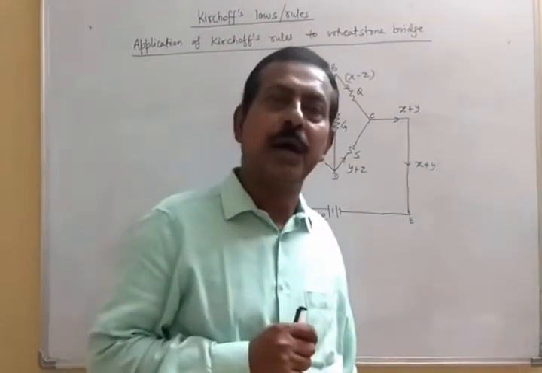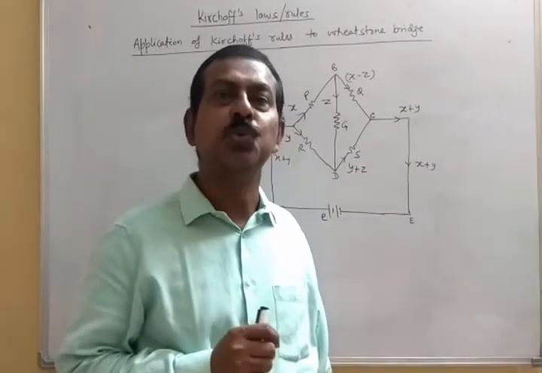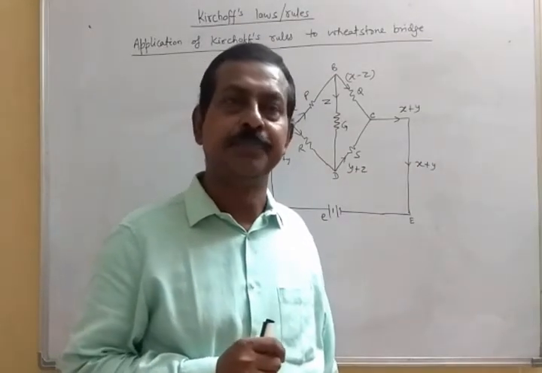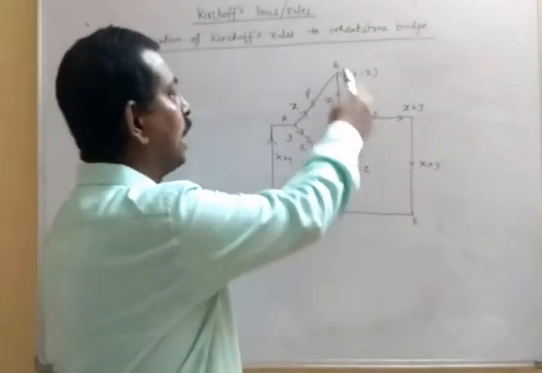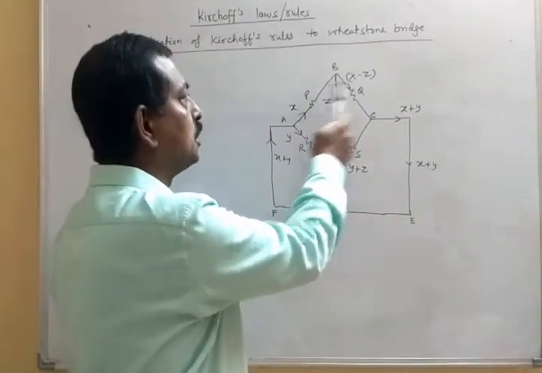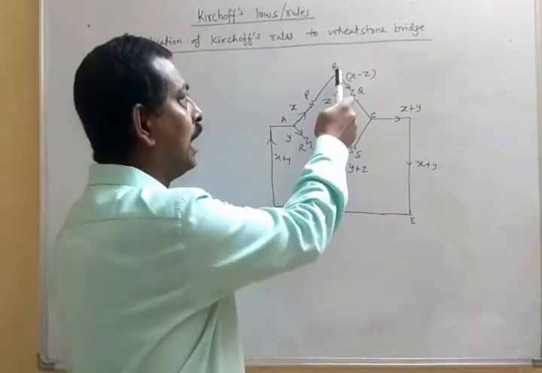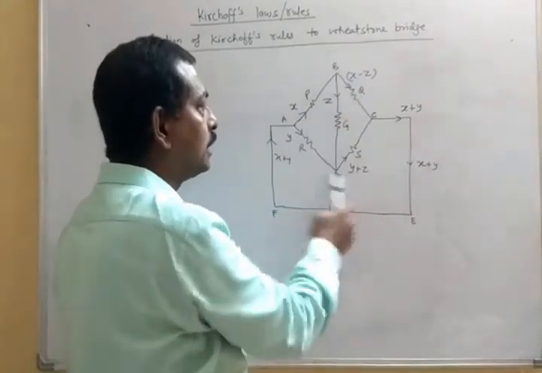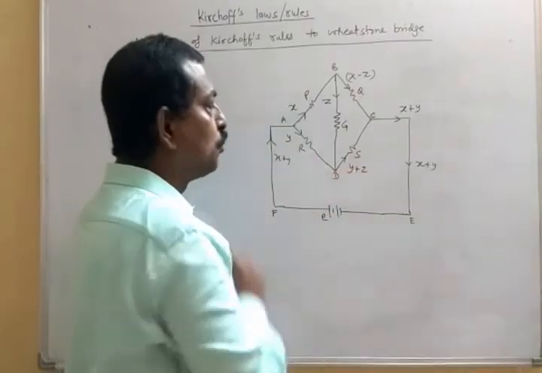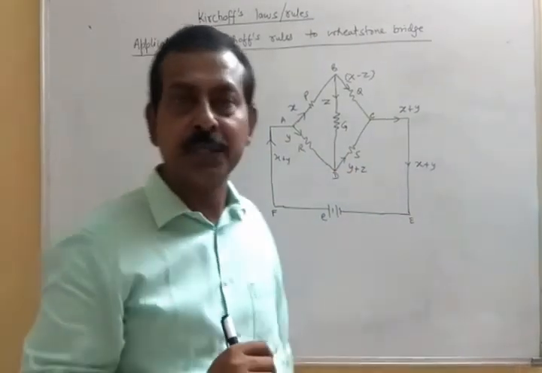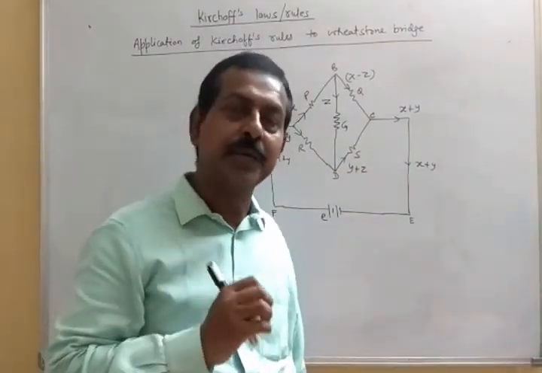Let's now apply Kirchhoff's rules to the Wheatstone bridge arrangement. Here, the Wheatstone bridge will have resistances P, Q, R, S and G connected in this fashion, and we want to find the current through different branches. For that we are applying Kirchhoff's rules.